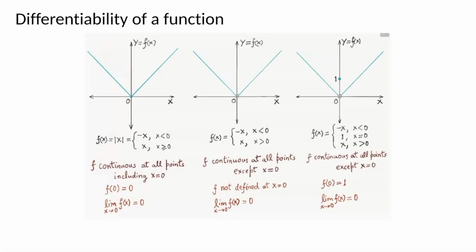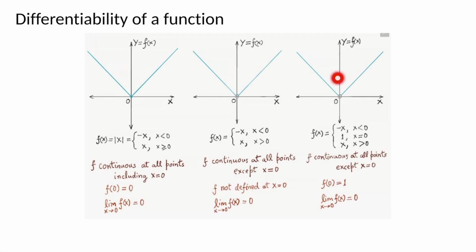Okay, now let's talk about the differentiability of a function. We have already discussed this earlier, but we'll do a more formal discussion and then close this topic for the day. So we have this modulus function here, in 3 variants. In the first graph on the left hand side, f(x) is defined at all values of x. In the middle graph, f(x) is not defined at x equal to 0, and in the right graph, f(x) is defined at x equal to 0, but it takes a different value than 0. It takes a value of 1.